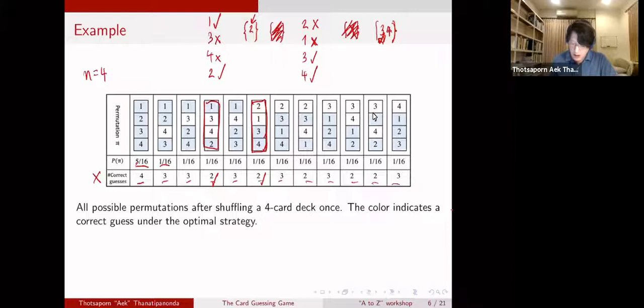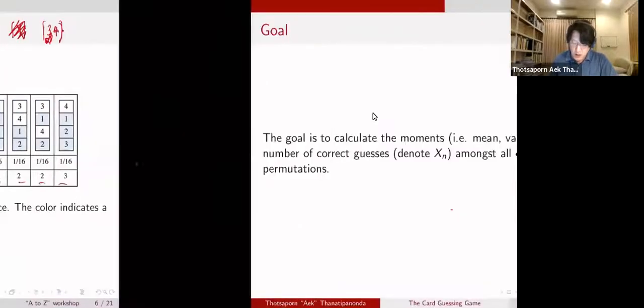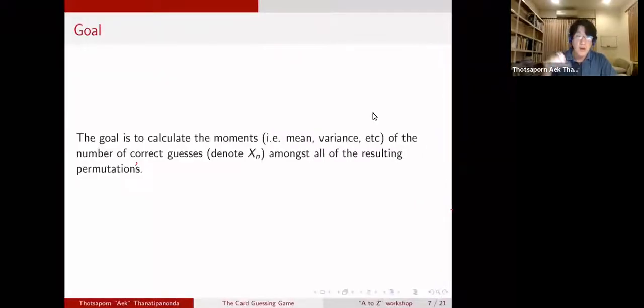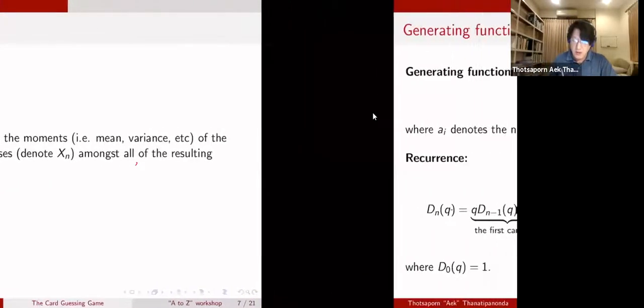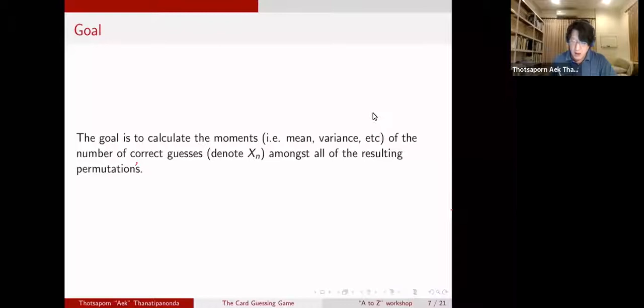All right. So the goal, like I mentioned, we have the optimal guessing strategy now. The goal is to try to find the distribution of the number of x. So we're going to calculate the moments of x. If we calculate many moments, we can see the distribution as well. So how do we calculate the moment?